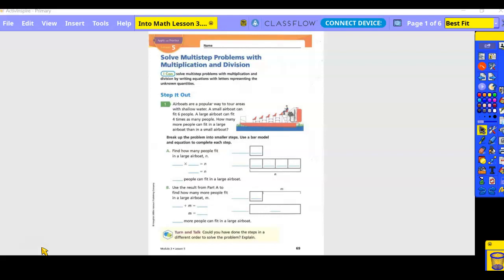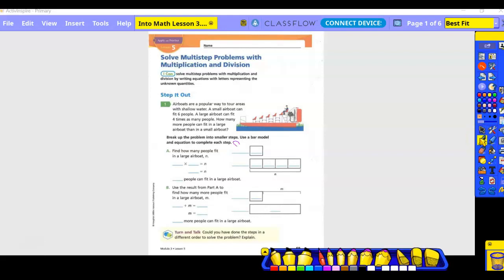So, first of all, we need to do the multiplication problem, right? Okay, and then we need to come back and do a subtraction problem, right? All right, so which one is bigger, the large airboat or the small airboat? The small one, right? Clearly by its name, small, and then large, correct? How many people can fit in this small one?